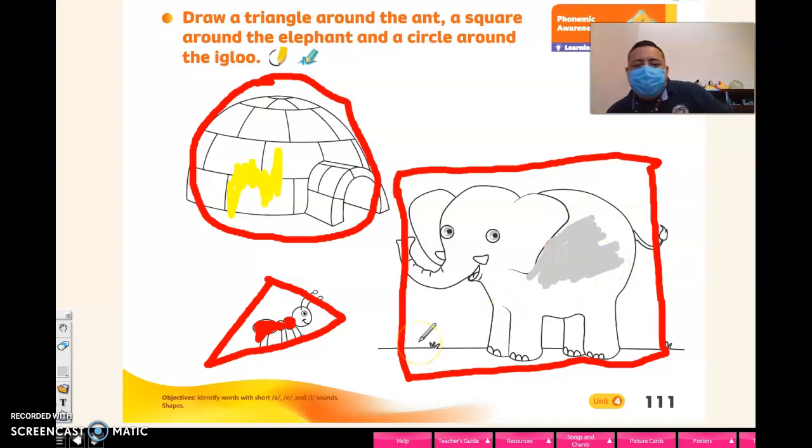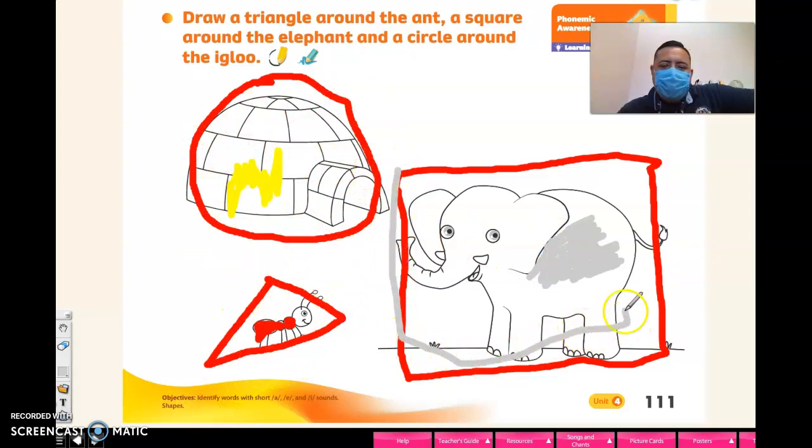Bien, very good. Esos son los que tenemos. Y tenemos estas cositas aquí. The igloo, ant, elephant, circle, triangle, and square. Ok, bien. Entonces eso fue lo que hicimos el día de hoy.